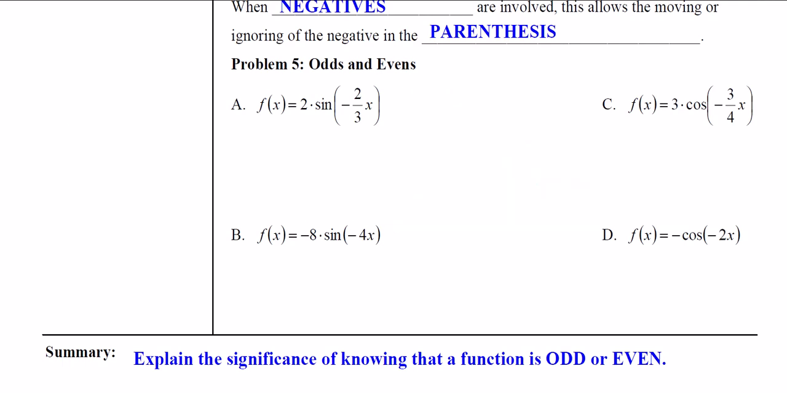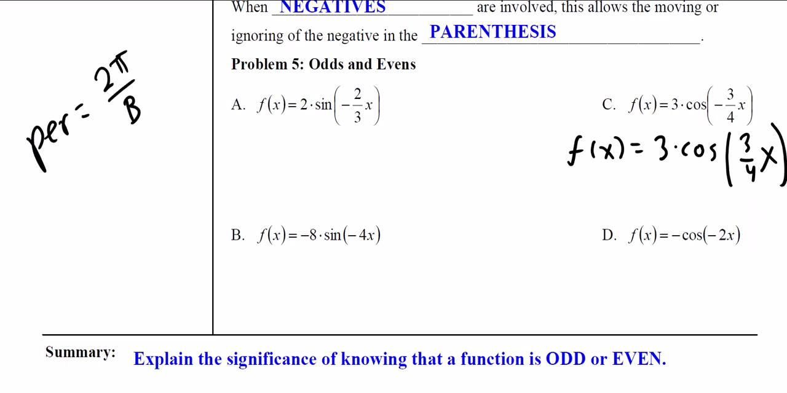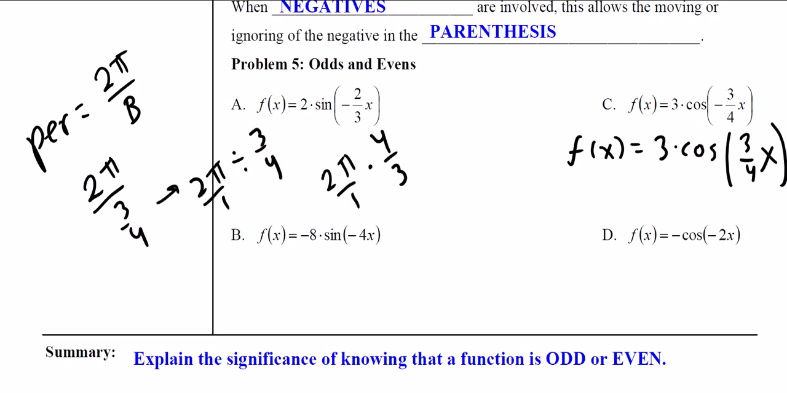We save the best for last, cosines, right? You can just ignore the negatives on these things, so it doesn't even matter that it's there. And when I say ignore, I'm talking about whatever is inside. Let's show you the period on this one. That's going to be 2 pi over 3/4. And then once again, just multiply across. 8 pi over 3. Gosh, that's ugly. It's okay.